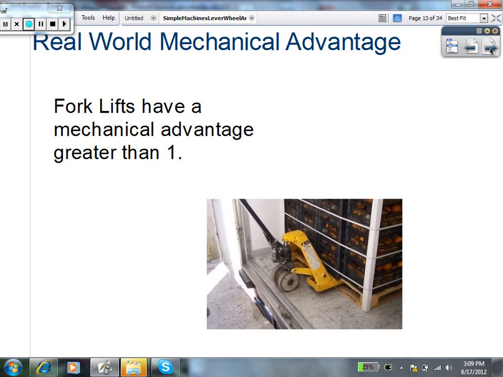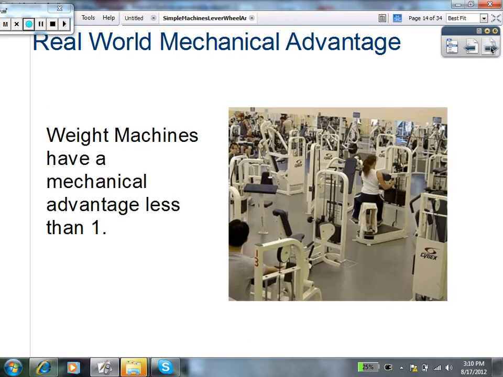So, real-world mechanical advantage. A forklift has a mechanical advantage greater than 1. The weight machines, on the other hand, have a mechanical advantage of less than 1. It takes quite a bit more effort to lift the weight than the actual weight itself.